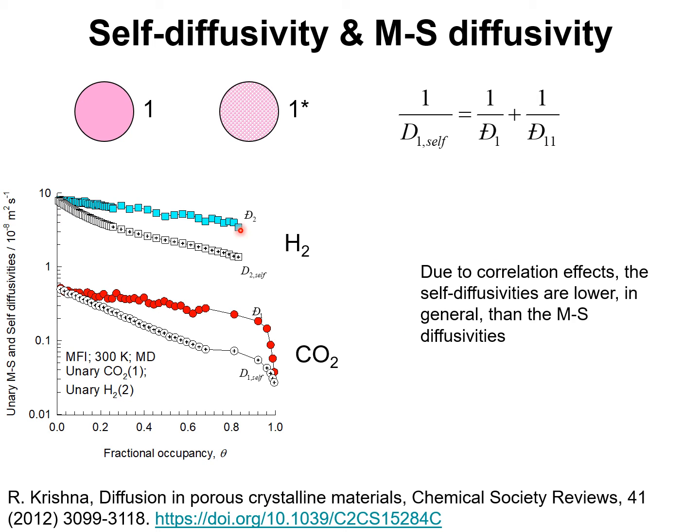If you look at MD simulations for unary diffusion, the Maxwell-Stefan diffusivity for hydrogen is shown by these cyan squares, the Maxwell-Stefan diffusivity for carbon dioxide is shown by these red circles, and MD simulations for the self-diffusivity of hydrogen in MFI zeolite under the same conditions are shown by these squares, and the self-diffusivity for carbon dioxide is shown by these circles. We see in each case that the self-diffusivity is significantly lower than the Maxwell-Stefan diffusivity due to correlation effects.